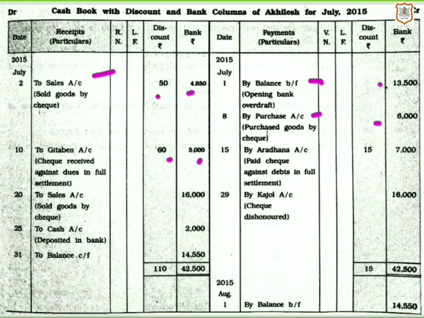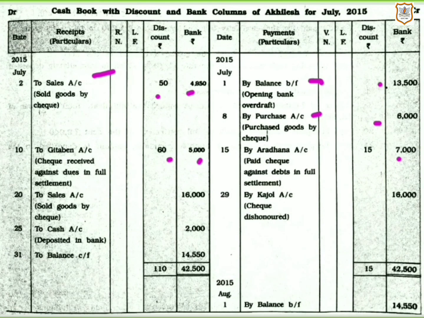Now date 15th. Check of rupees 7,000 issued to Aradhana in full settlement of the debt of rupees 7,015. Here bank is the giver as we are issuing check. So here bank is the giver, so we will record it on payment side or credit side of cash book. In the bank column we will write 7,000 as we have issued check of rupees 7,000.